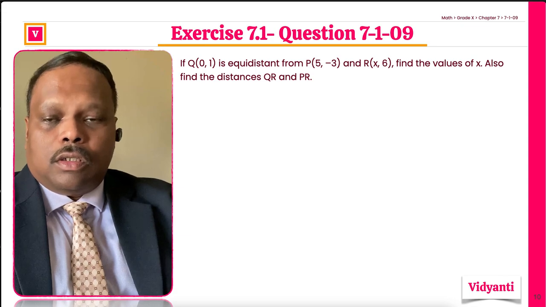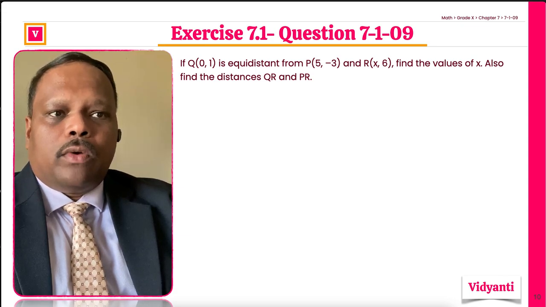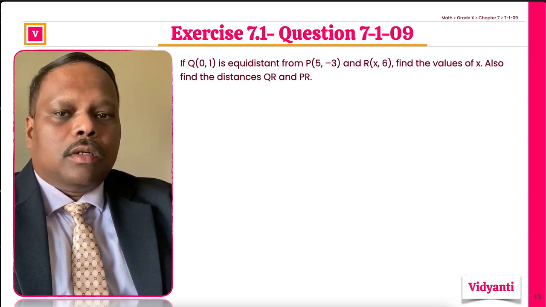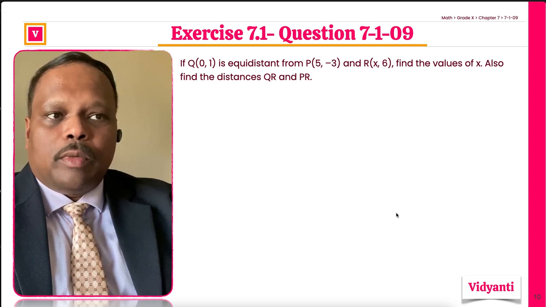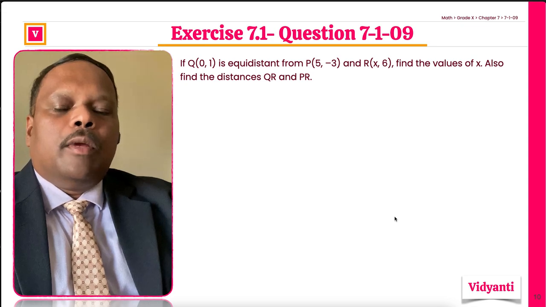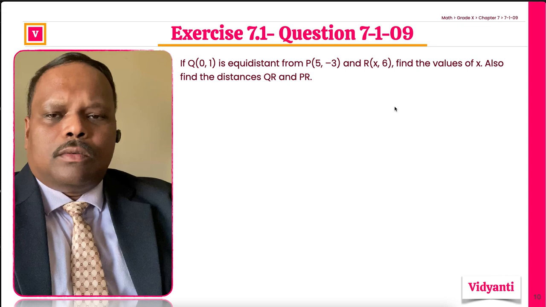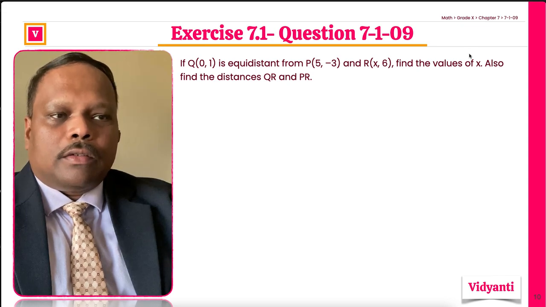Q's coordinates are given as (0, 1), and it's equidistant. That means the distance from the remaining 2 points is supposed to be equal. And you have been given 2 points, P and R. What are the possible values of X?